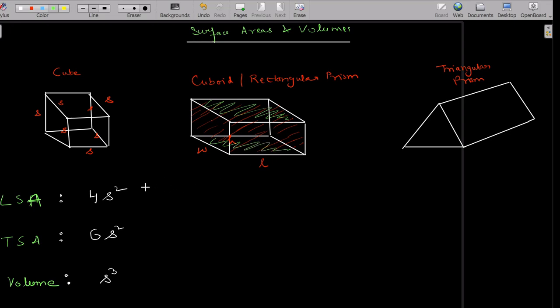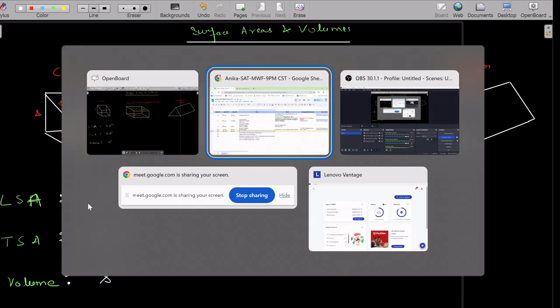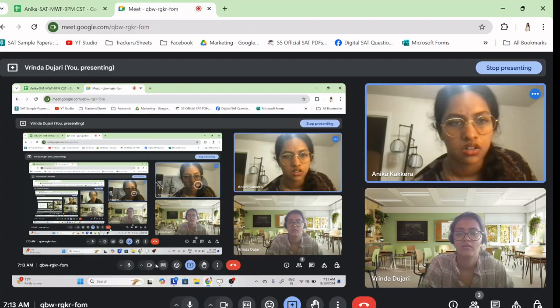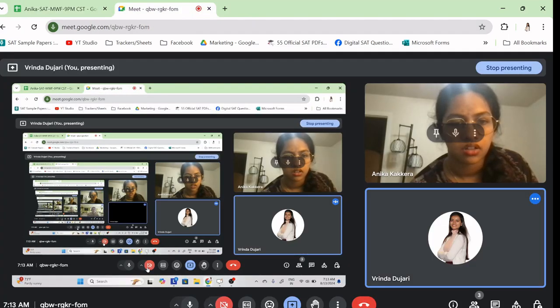So what will be the lateral surface area for a cuboid? For a cuboid, wouldn't it just be, well, I think it would be 2 times height times length plus 2 times width times height, or wait, give me one moment, Anika. Okay.